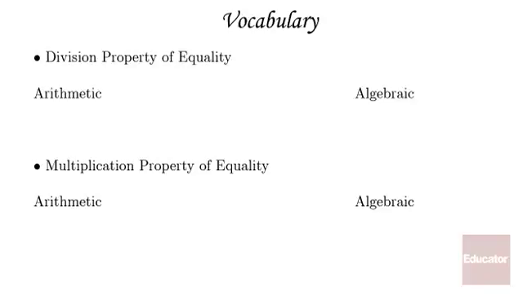An arithmetic representation of division property of equality would be if you had 12 divided by 3 equals 4. So that's our original equation, and the division property of equality tells us if we divide both sides by the same number, our values should still be the same. 12 divided by 3 is 4, and 4 divided by 2 will give me 2. So if you notice, by dividing both sides by the same number, I still get equal values.